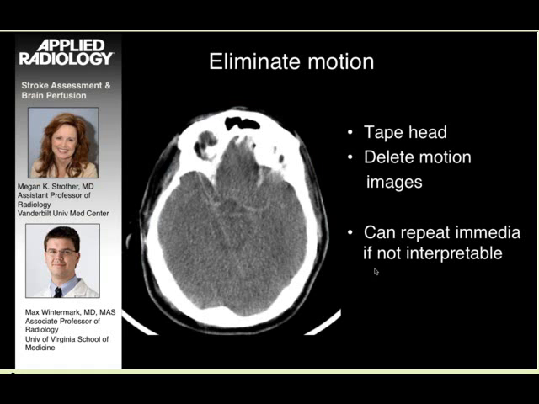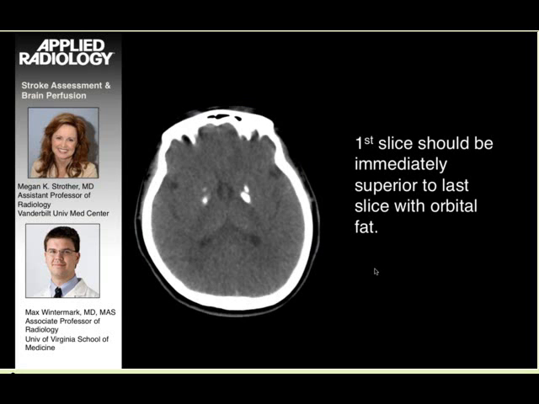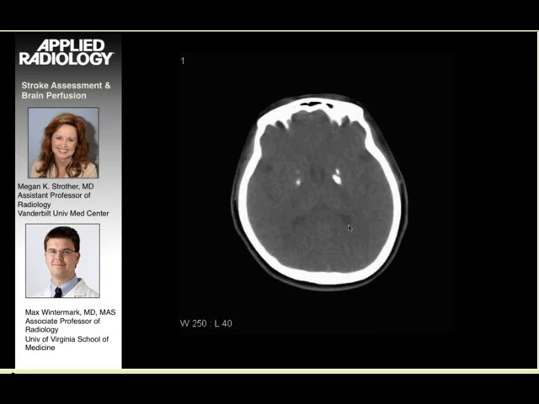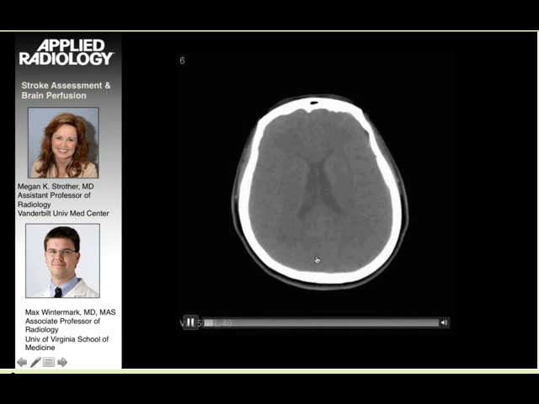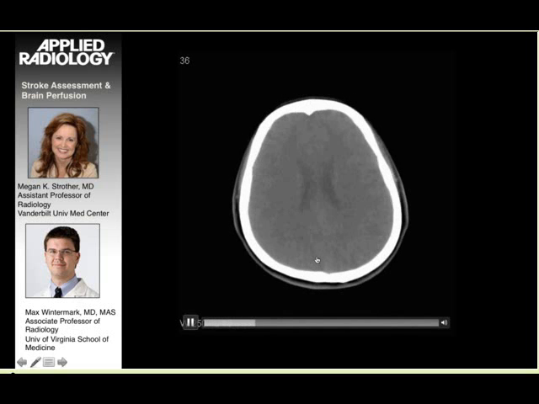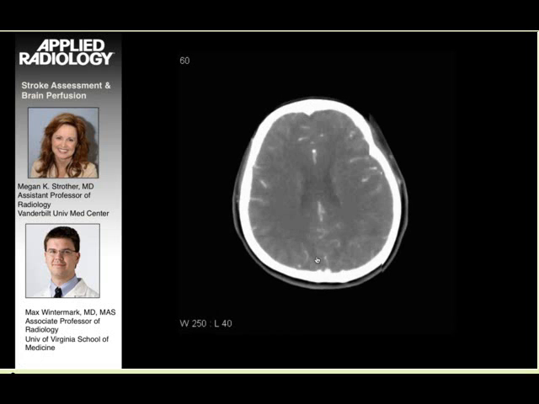Motion is your enemy, so tape your patient's head down and repeat the study if the images are severely degraded. Your data will not be reliable if your images look like this. Here's a perfect first slice. Here are the source images for the patient's CT perfusion study. This patient has an occluded right MCA.